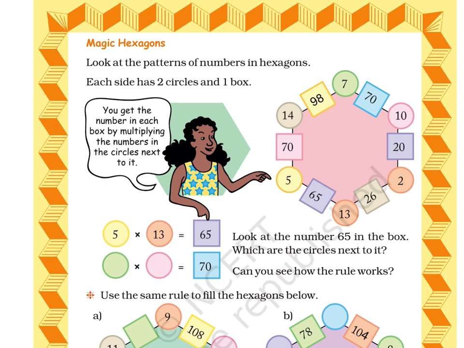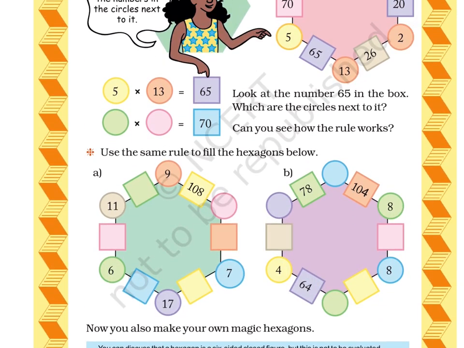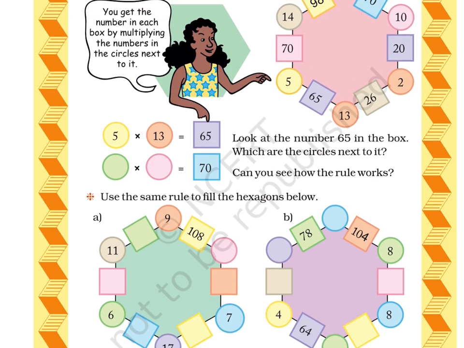A girl is telling us, you get the number in each box by multiplying the numbers in the circles next to it. 5 multiplied by 13 is equal to 65. Look at the number 65 in the box. Which are the circles next to it? Now you have to guess which 2 numbers when multiplied will give the result 70. Can you see how the rule works? Try and find the number 70 so you can find the 2 numbers.